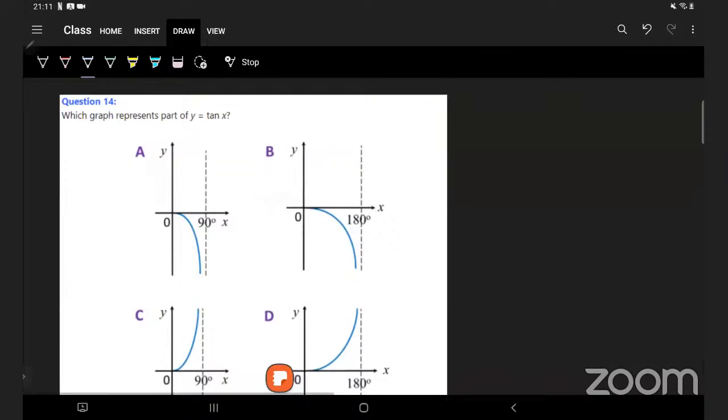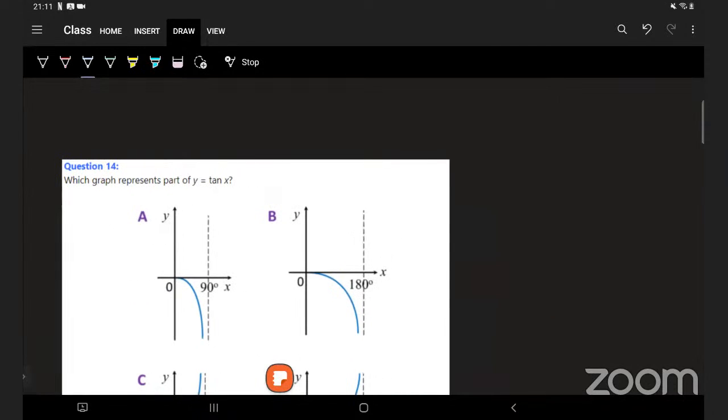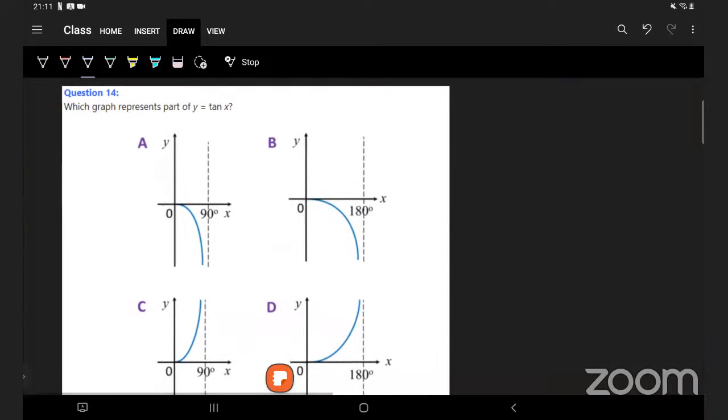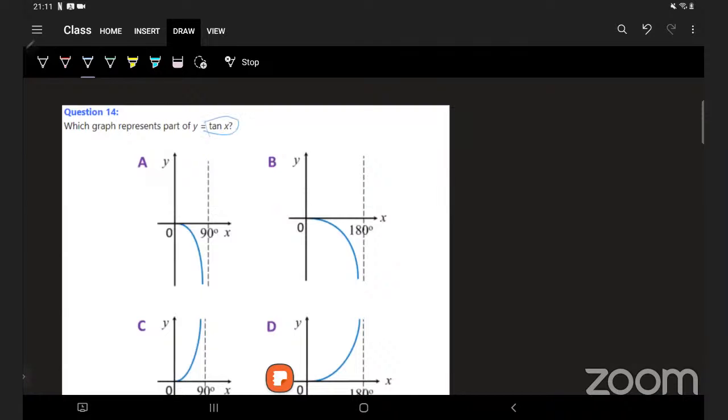All right, now let's move on to the final question, question 14. Which graph represents part of y equal to tangent x? We know that this is just a simple tan graph, so let's rewrite the tangent graph right here. Y is equal to tangent x.